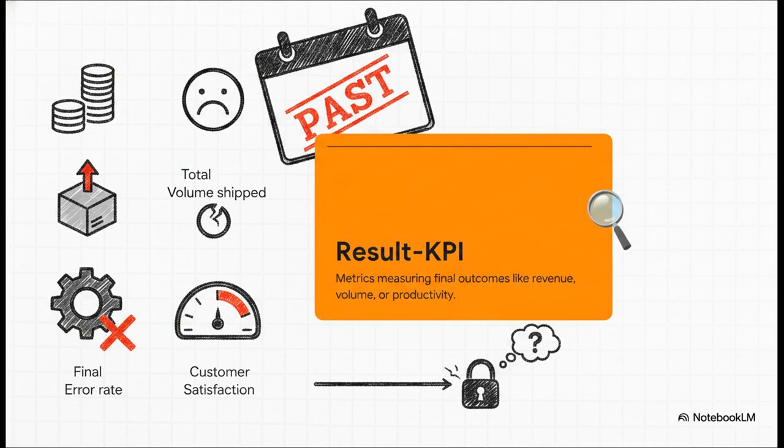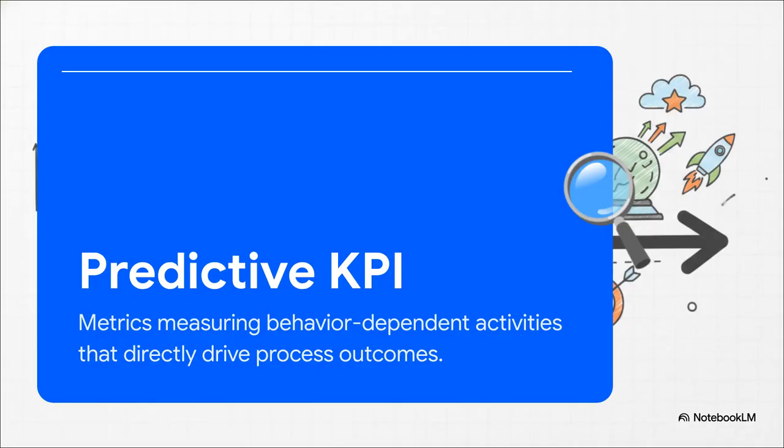But here is the harsh reality about lagging indicators. They only tell you exactly what already happened. Because they measure the past, it's completely impossible to influence them after the fact. I mean, if a customer is unhappy with a defective product, that metric is locked in. The damage is done. And that brings us to the right side of the equation, Predictive Behavioral KPIs, or leading indicators.